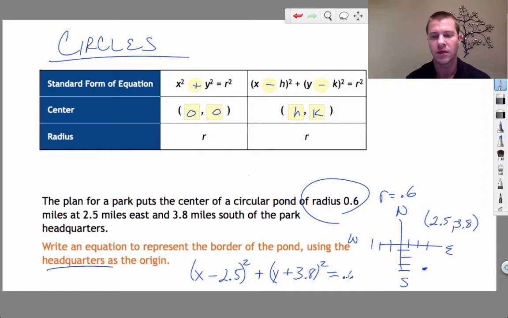So 0.6 squared becomes 0.36. And there is my equation for the circle. So that's it. It's that easy.